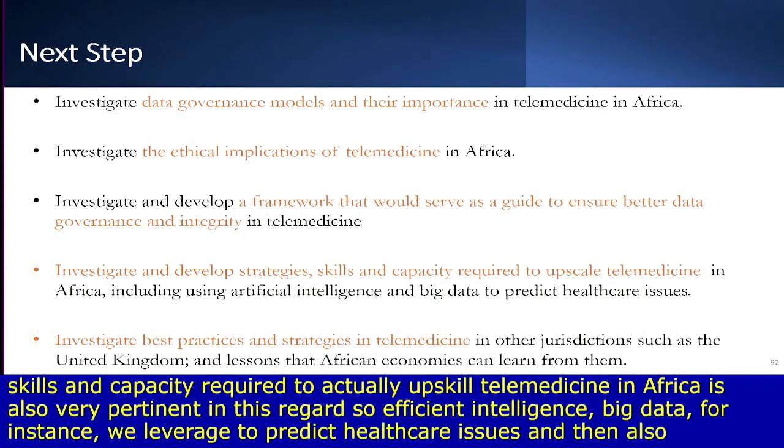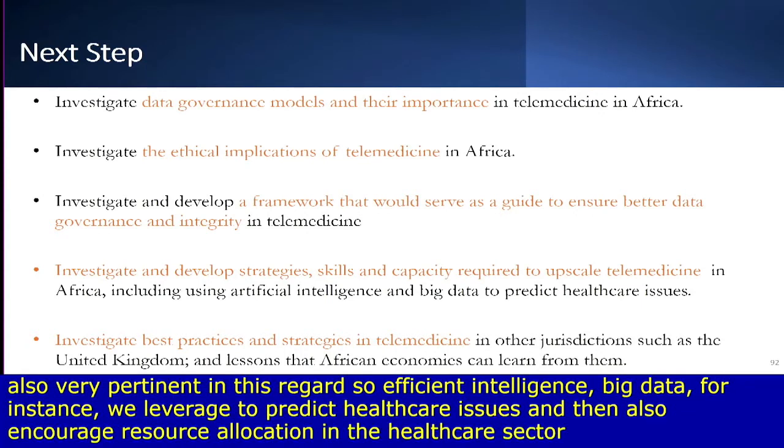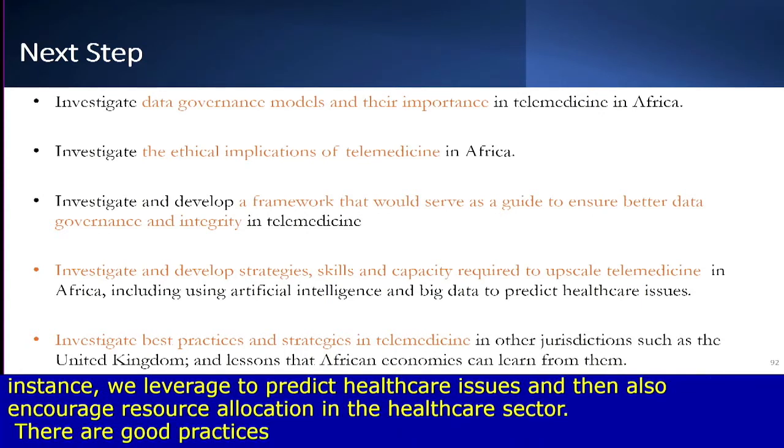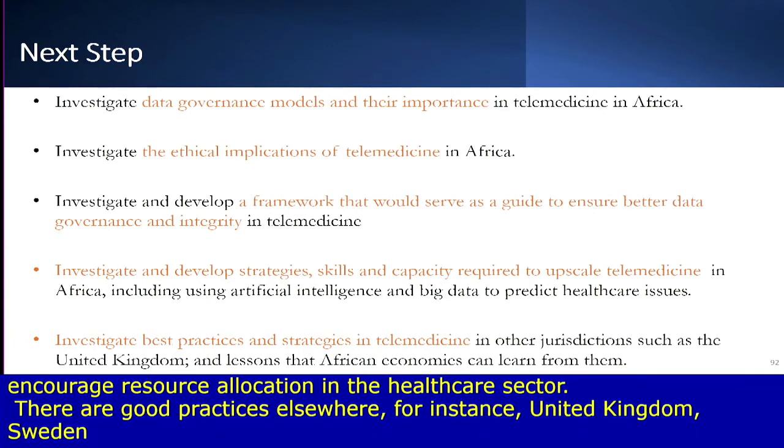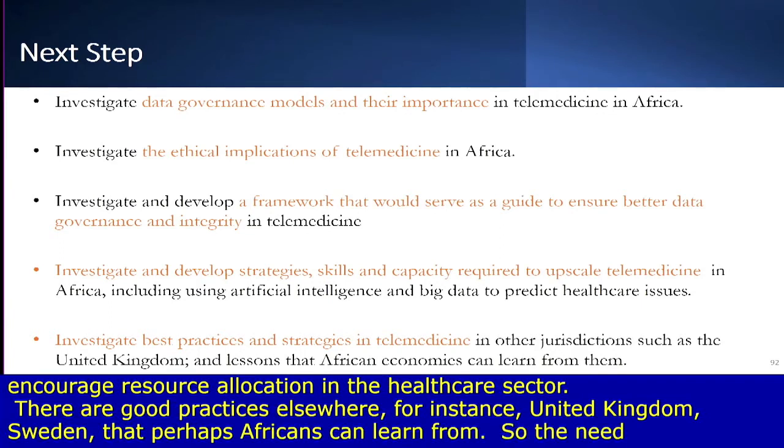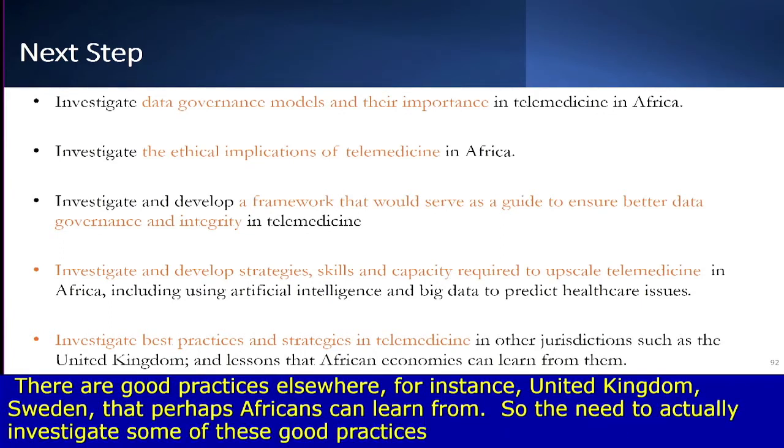There are good practices elsewhere, for instance, the United Kingdom, Sweden, etc., that perhaps Africans can learn from. And so the need to investigate some of these good practices and see how they can be appropriated in Africa. Yeah, thank you.